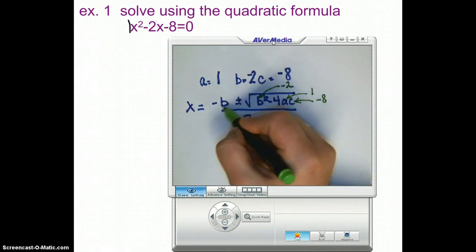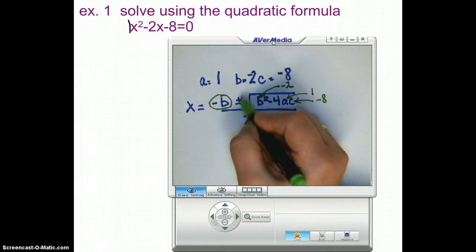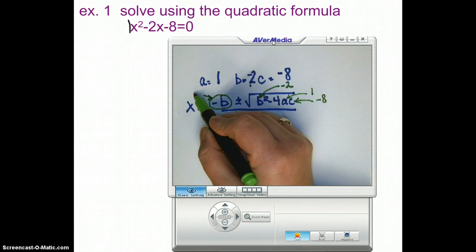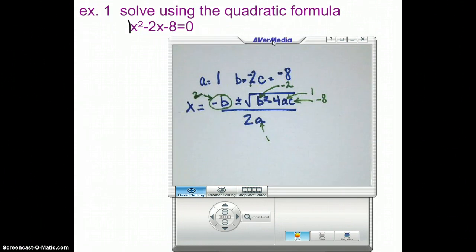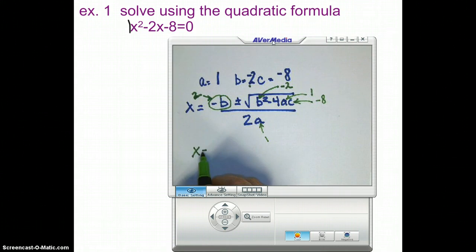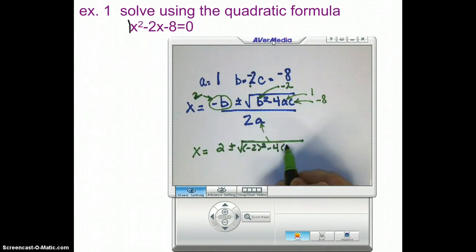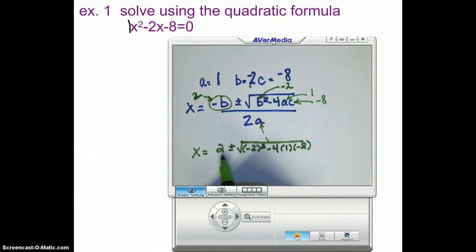And this one's going to be the one that's challenging because it's negative B, so the opposite of B. So if B is negative 2, then I'm going to put a positive 2 in that spot. So when I start to do this equation, it starts to look like this. X equals 2 plus or minus the square root of negative 2 squared minus 4 times 1 times negative 8 over 2 parentheses 1. So I'll tell you, that's a lot of stuff going on.